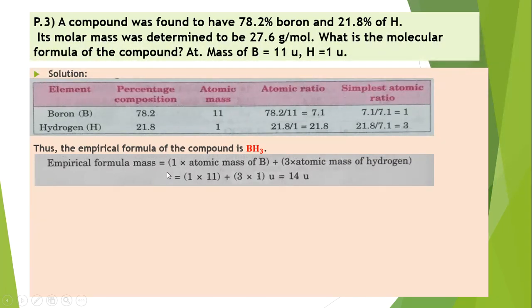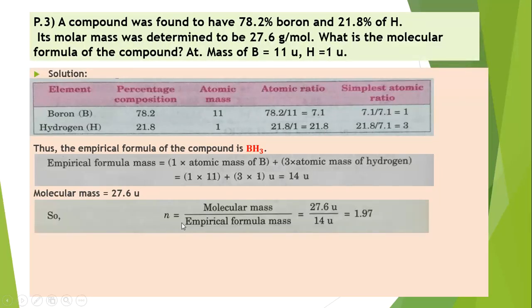So 1 into boron atomic mass, which is given as 11, plus 3 into atomic mass of hydrogen, 1. We'll get the value 14 u. After getting the empirical formula mass, in the question it was mentioned that the molar mass was 27.6 gram per mole. So the molecular mass will be 27.6 u. With this we can find the n value. So n is equal to molecular mass divided by empirical formula mass, which is 27.6 divided by 14, and you will get the value 1.97.